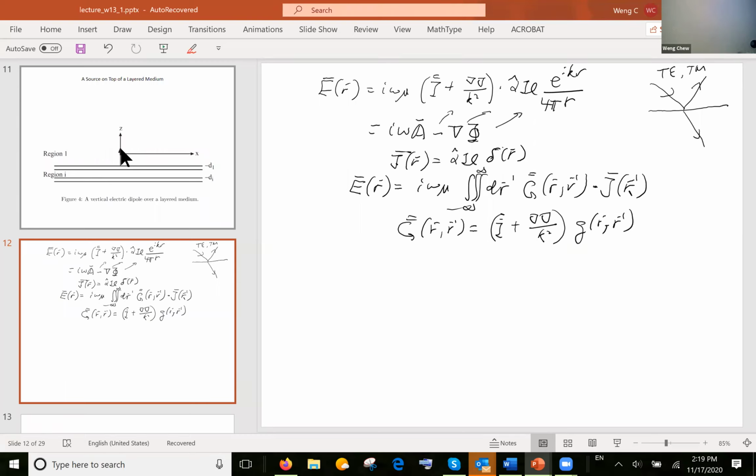Okay. So E is given by that, and you can easily also obtain the magnetic field due to a Hertzian dipole by invoking Ampere's law, no, sorry, Faraday's law. Okay, and then you can find that this will give you something.